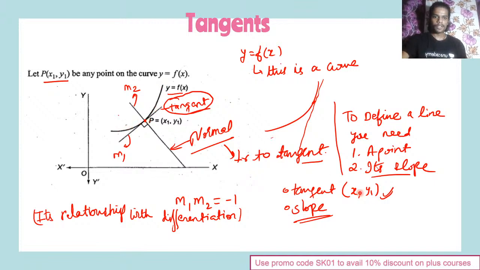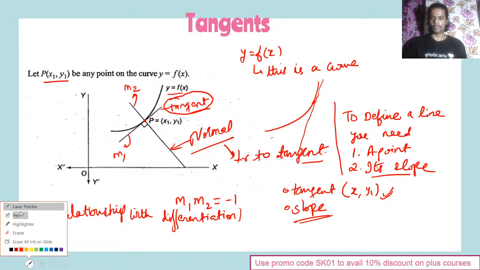So we have a point, and what about its slope? The slope of this line is the derivative of this curve evaluated at the point x1 comma y1. The slope of this line is the derivative of the curve evaluated at this point. So slope of tangent is the derivative of this curve. So this is an important relation which you should remember.